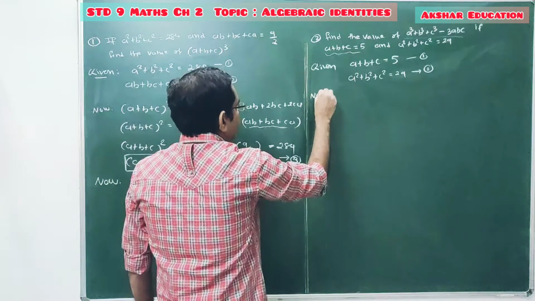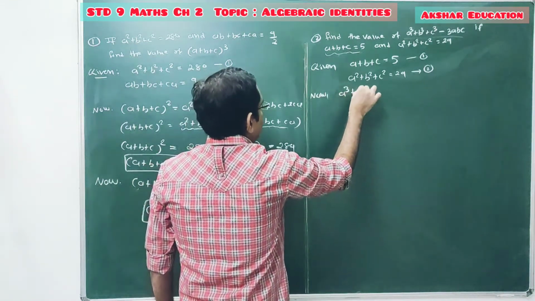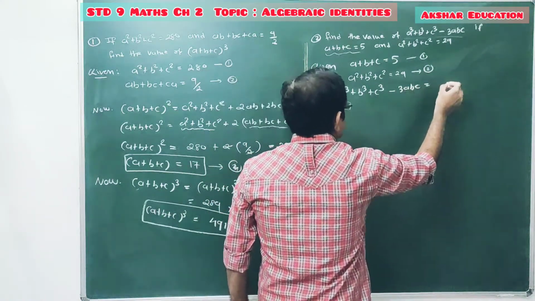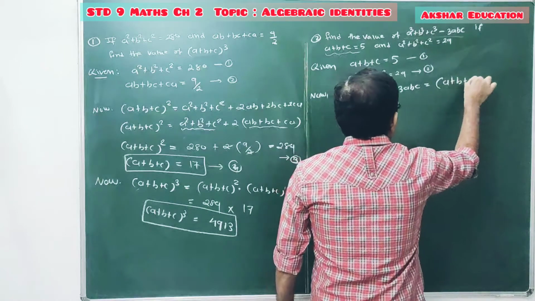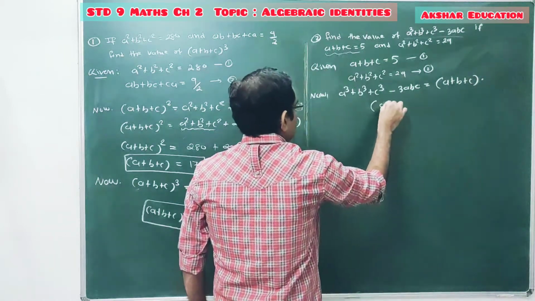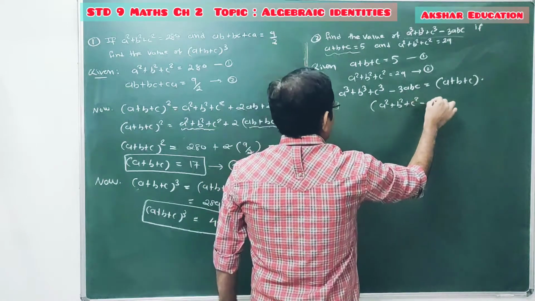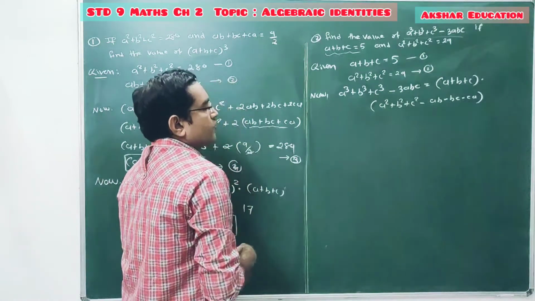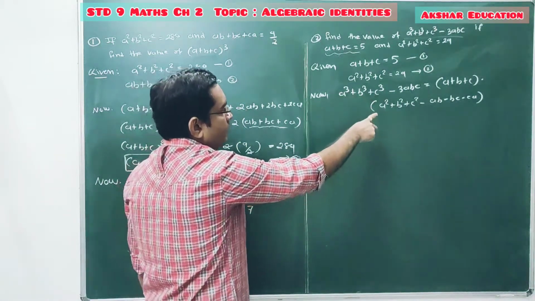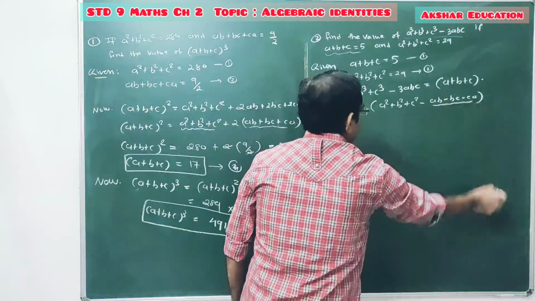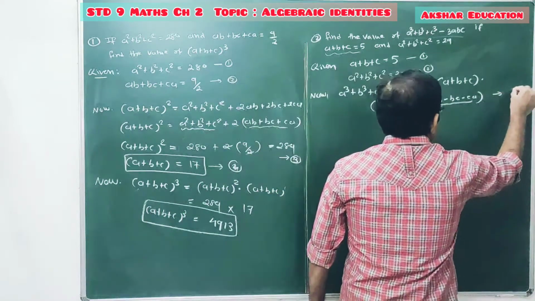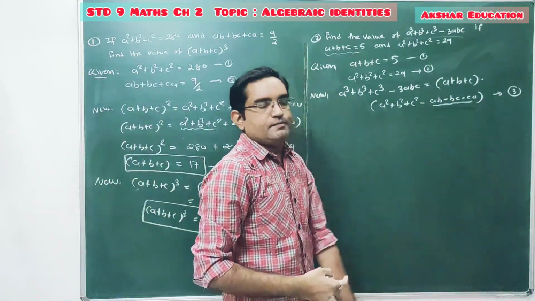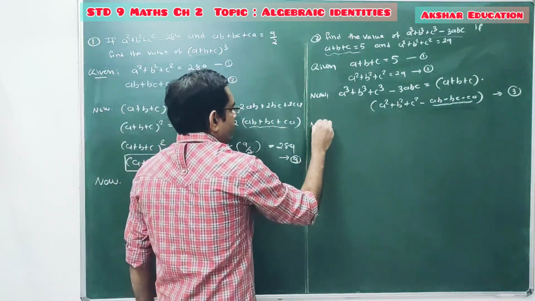So that identity is a cube plus b cube plus c cube minus 3abc, and that is equal to a plus b plus c into a square plus b square plus c square minus ab minus bc minus ca. So here a plus b plus c is given, a square plus b square plus c square is given, but this minus ab minus bc minus ca is not given. So say this one is result 3. Now we will try to find the values of this ab, bc and ca. Done? So how can it be obtained?